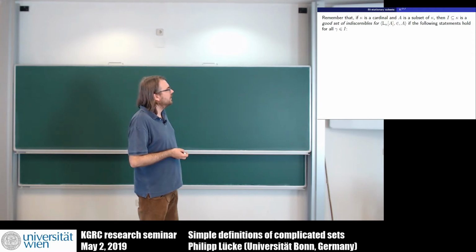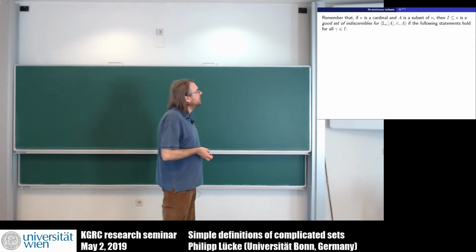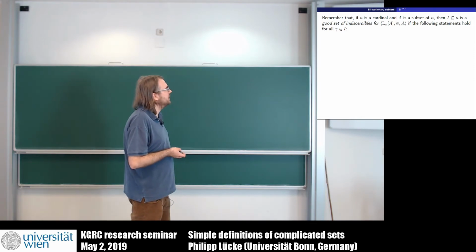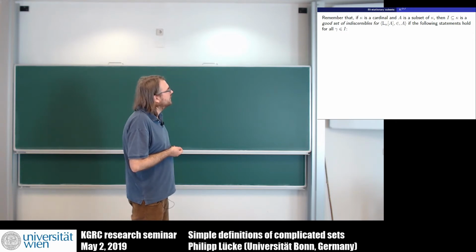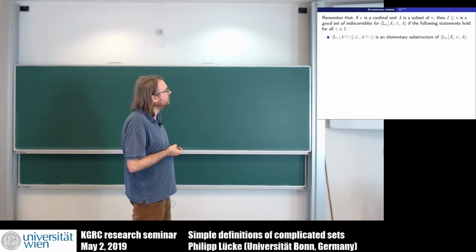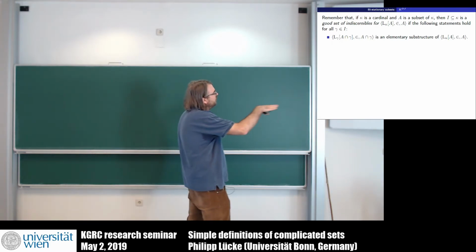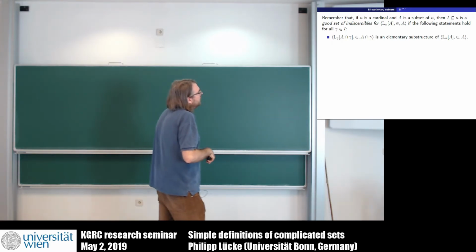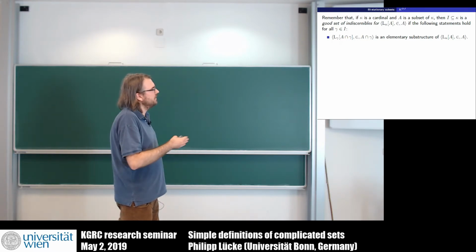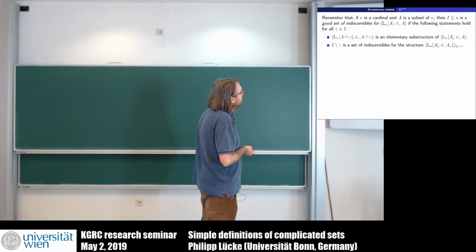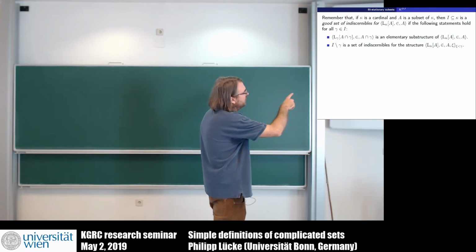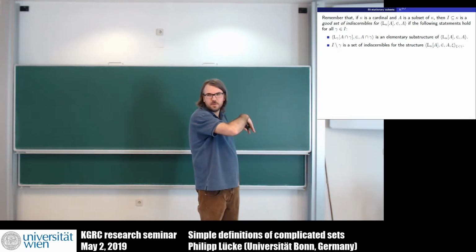Okay, so I want to show you how to prove this, and what I need is a notion of a good set of indiscernibles for some A subset of an uncountable regular cardinal κ. This is just a subset I of κ with the following properties: whenever I cut off the L_κ[A] at some element of the set I, I get an elementary substructure, and these sets are indiscernible for the structure where you also add the smaller indiscernibles as parameters.